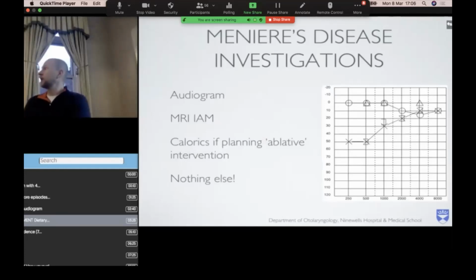The only time you're going to use a caloric or some other investigation is if you're going to do something to the ear, particularly something ablative, for example intratympanic gentamicin. I don't think you need calorics or anything else at all. Of course, if you want to talk about it, that's fine, and you're not going to be penalised, as you can rationalise it by saying that. Okay.